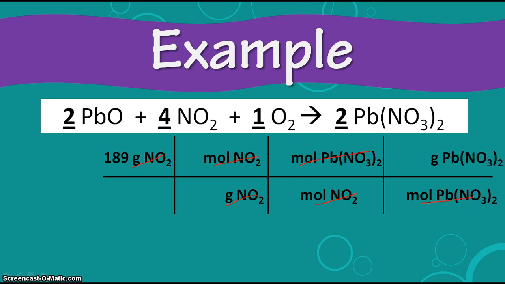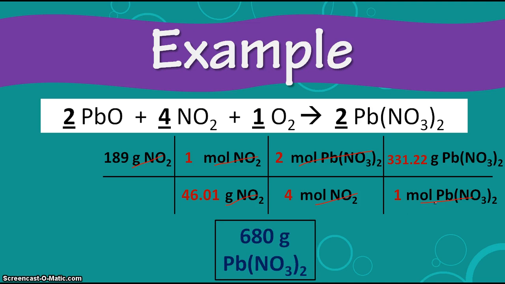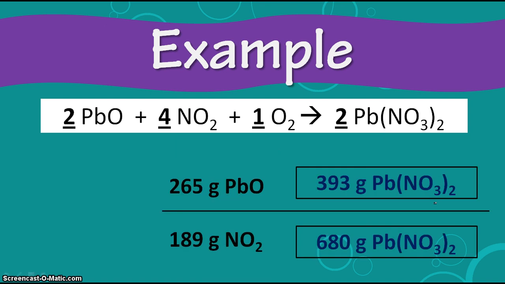Now again, looking at the periodic table, the relationship is for every 1 mole of NO2, we have a mass of 46.01 grams. Our mole ratio shows us that for every 2 moles of lead nitrate, we have 4 moles of nitrogen dioxide. And again, using the molar mass we calculated earlier, for every 1 mole of lead 2 nitrate, we have a mass of 331.22 grams. 189 times 1 times 2 times 331.22 divided by 46.01 divided by 4 divided by 1, and this time you get an answer of 680 grams of lead 2 nitrate. So now we've completed these two problems, and this is what we've seen.